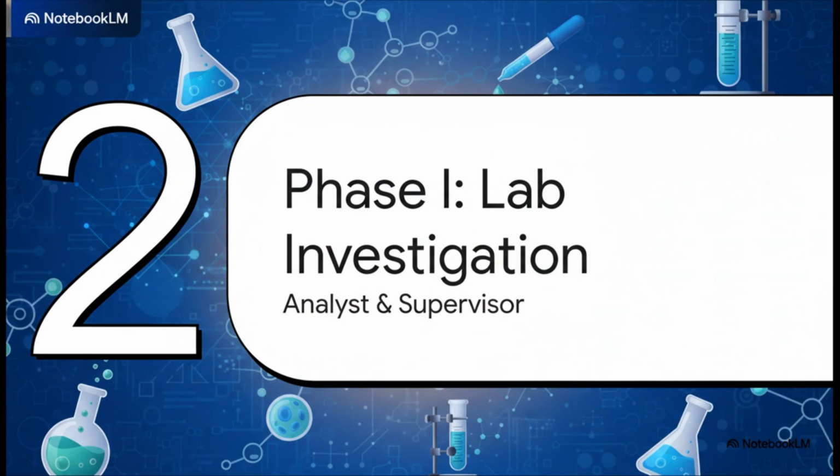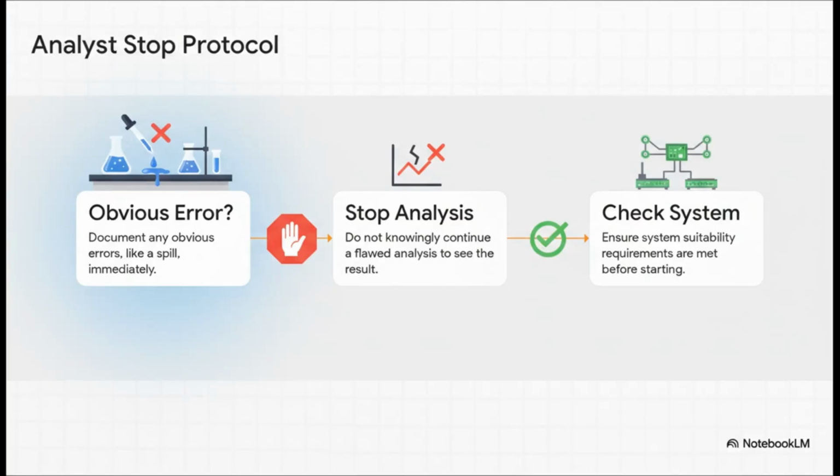This is where the action starts, and it focuses on the immediate steps for the analyst and their supervisor. The whole process kicks off right at the bench with the analyst. They have a very clear protocol. Stop. If there's an obvious error, say a spilled solution or a power flicker, they document it on the spot. What they don't do is knowingly continue a test that's already gone wrong just to see what happens. And of course, they have to confirm the system was suitable to be used in the first place.